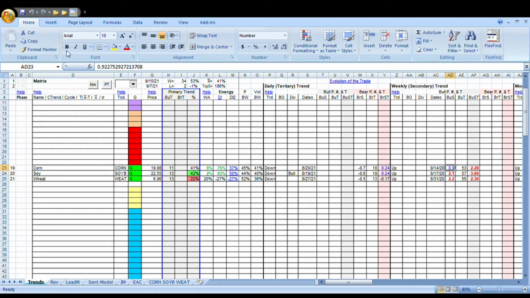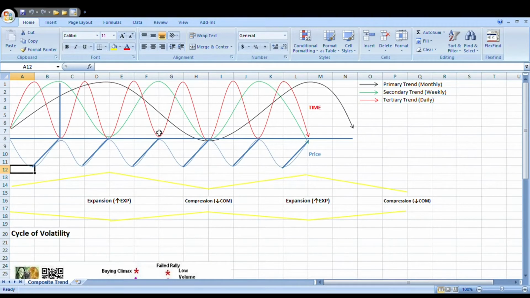So if I bring out the composite trend graphic, this is the composite trend here. It represents the 3 different time frames: the primary trend, secondary trend, and tertiary, daily, weekly, monthly. So they go up and down and up and down. They follow their own cycles. The computer recognizes them and establishes them.